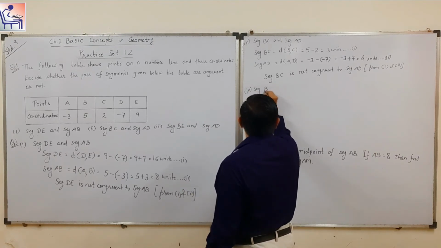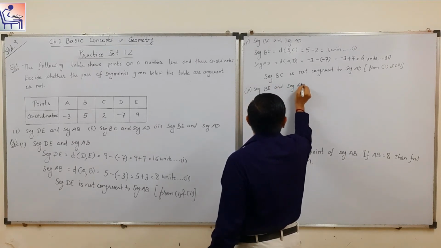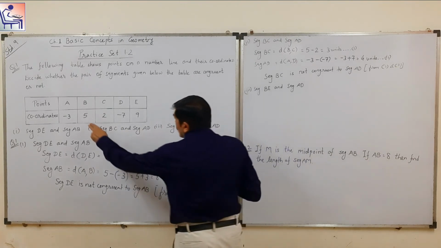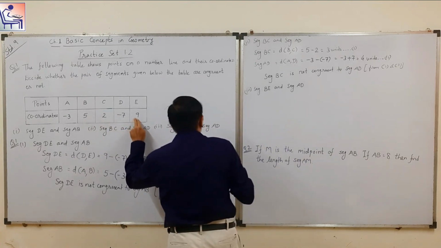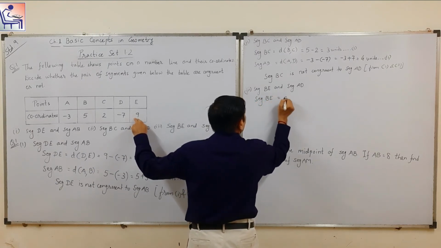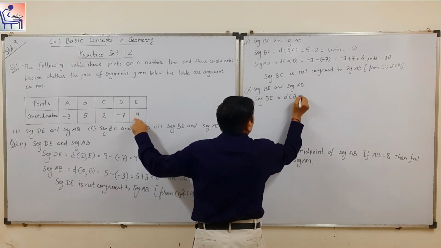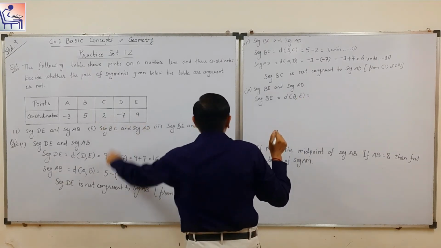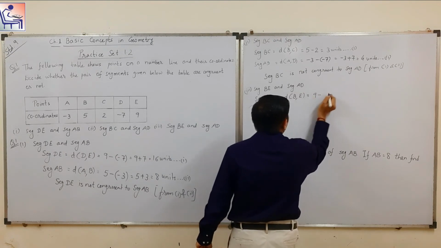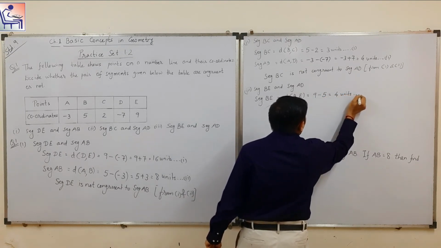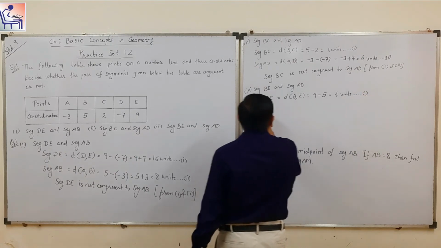Third question, segment BE and segment AD. Let's check. The coordinate of point B is 5 and the coordinate of point E is 9. Distance BE is equal to, since 9 is greater than 5, 9 minus 5 is equal to 4 units. So this is the first one.